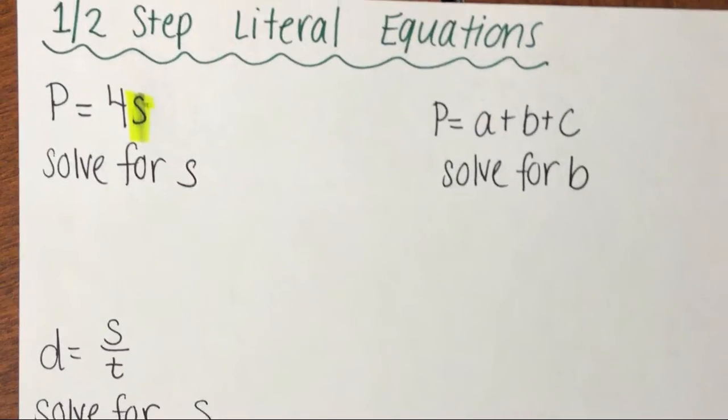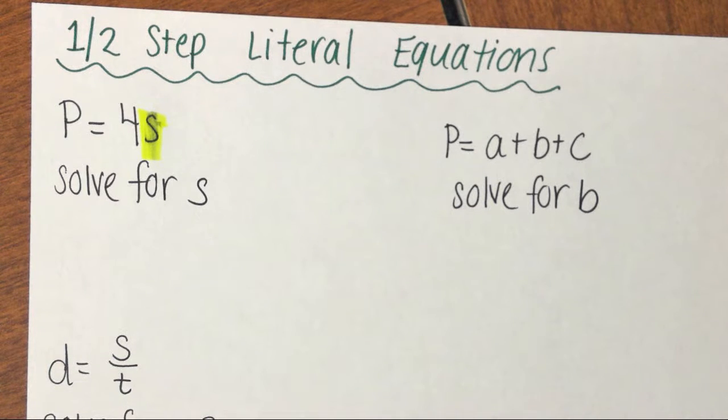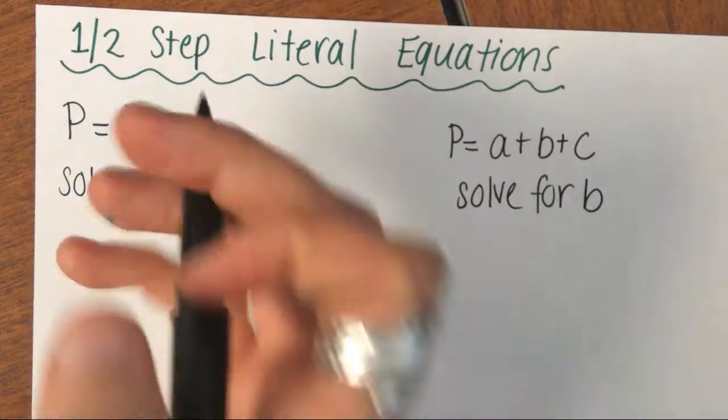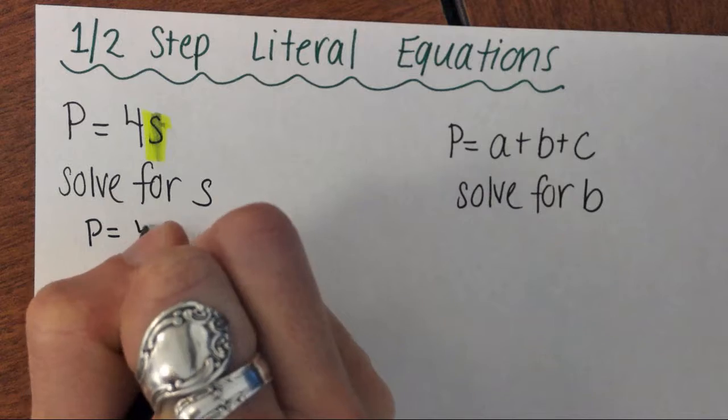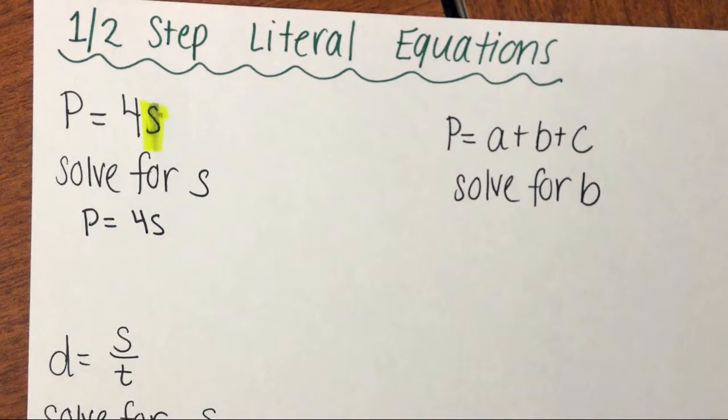This is a video that's going to discuss 1 and 2 step literal equations. A literal equation is an equation that has more than one variable. So for this equation, we have perimeter equals 4s, and this problem is asking for us to isolate the s.